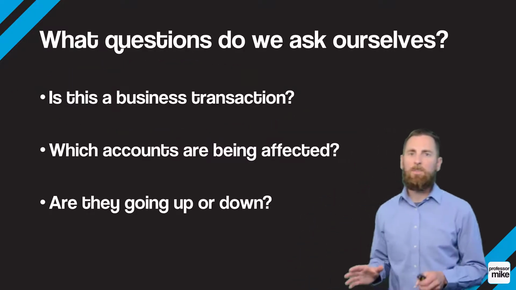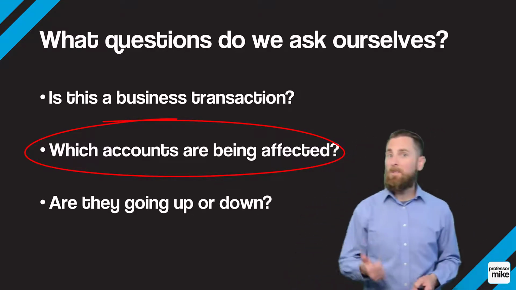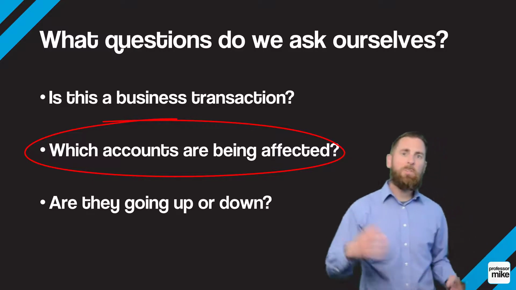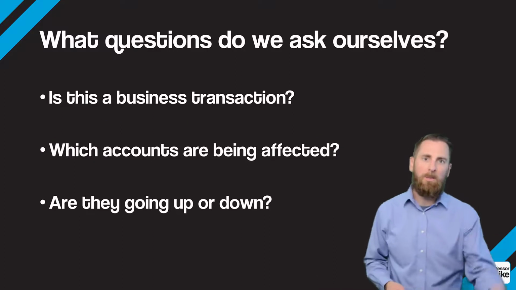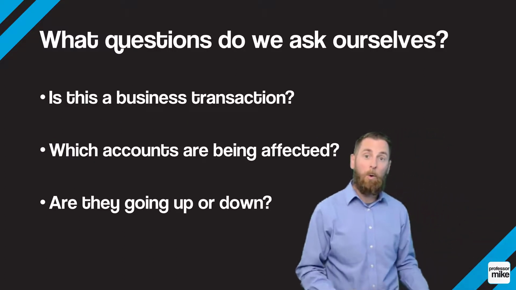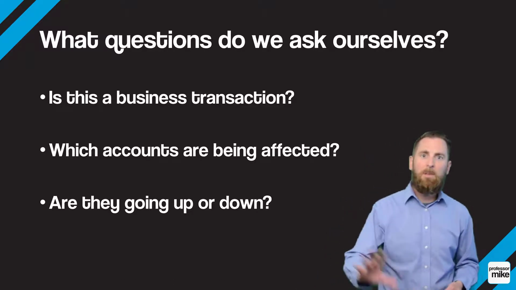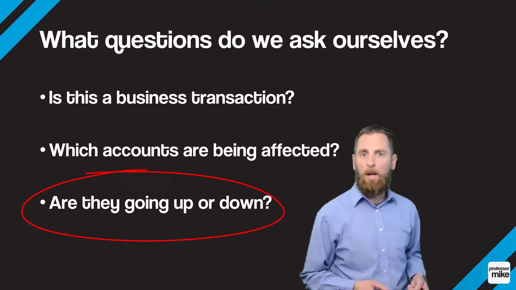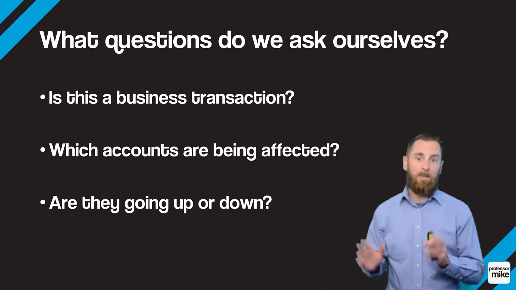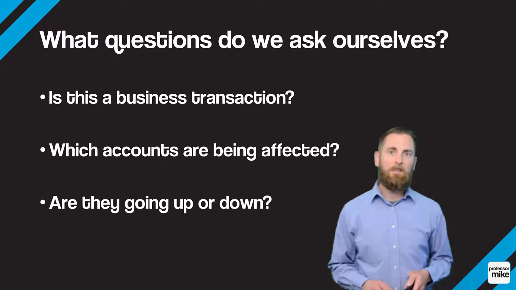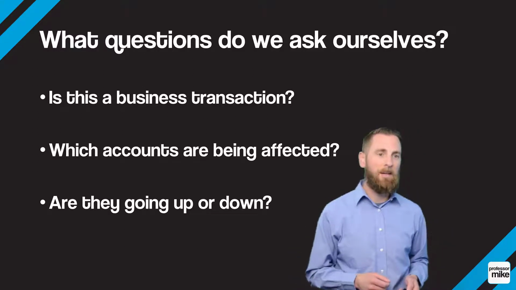We also need to ask ourselves, which accounts are being affected? So, is it a business transaction? And if so, which accounts are being affected? So, is it affecting cash or equipment or long-term debt or owner's capital? Lots of different accounts could be affected. And then finally, we ask ourselves, are they going up or down? And the best way to do this is to do it. So let's get right into it and let's practice. I'm going to hop out of frame and we'll go ahead and analyze these transactions together.